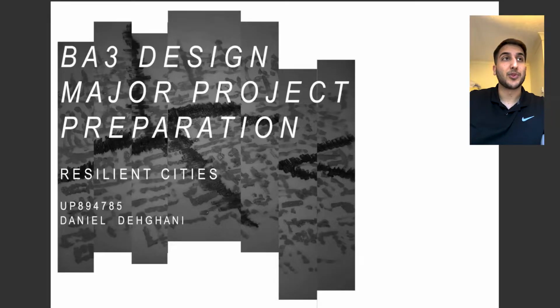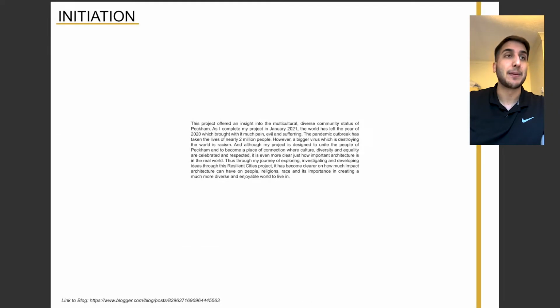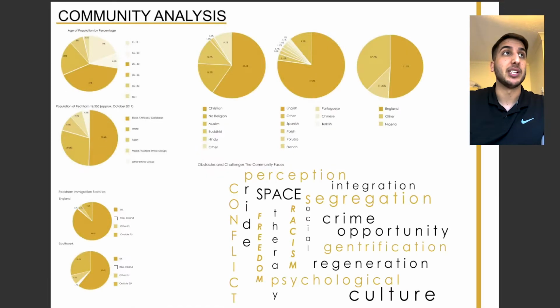The first part of the project is called the BA3 Design Major Project Preparation, and my project was entitled Resilient Cities. Going through the initiation and explaining what the project is in a couple of sentences, keeping it really short and brief, so not only my tutor understands the premise of my project, but also I can synthesize it for myself and give a really clear, short explanation of what's coming up, what the project is based on, and how I'm going to approach it.